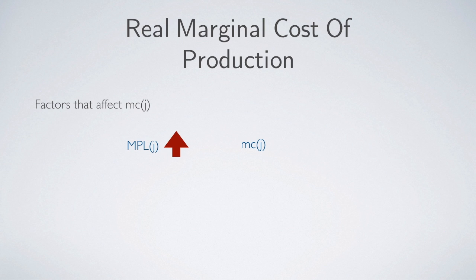Another factor that can affect real marginal cost is the real wage rate, because the firm needs to pay labor for production. It's very straightforward. When the real wage rate goes up, of course the cost of production goes up. In this case, real marginal cost would go up.